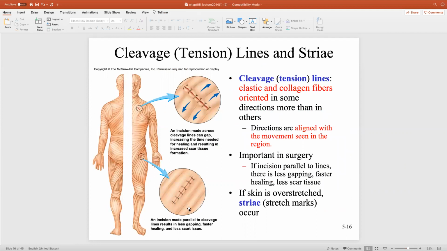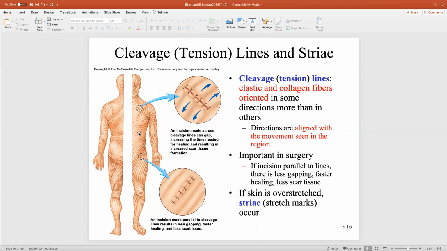Now, when we look at the skin, there are times when you might need to have stitches or have surgery done. When we are having to do surgery, we want the best process for you after surgery to heal, and hopefully heal without scarring. So what we're going to do is follow what we call tension lines.